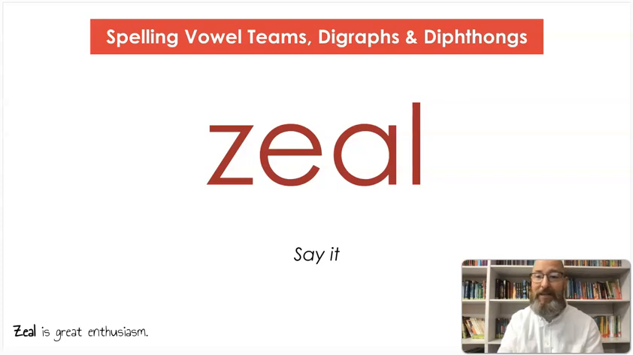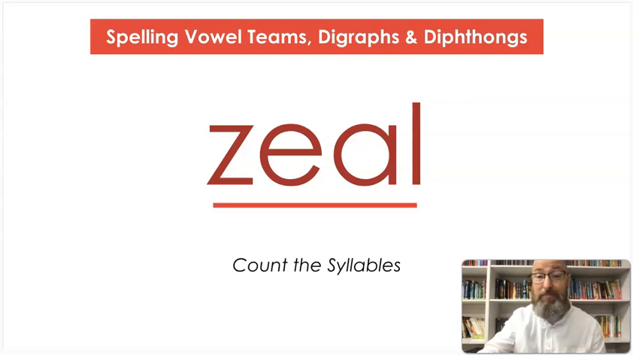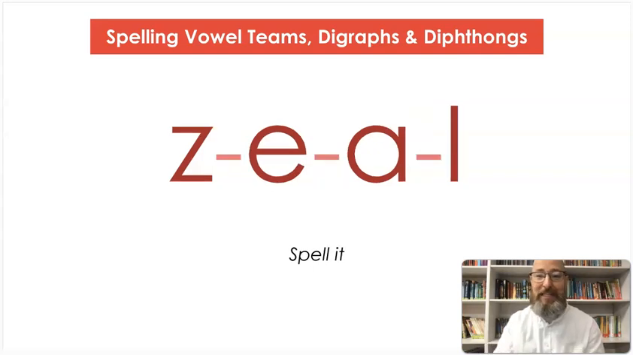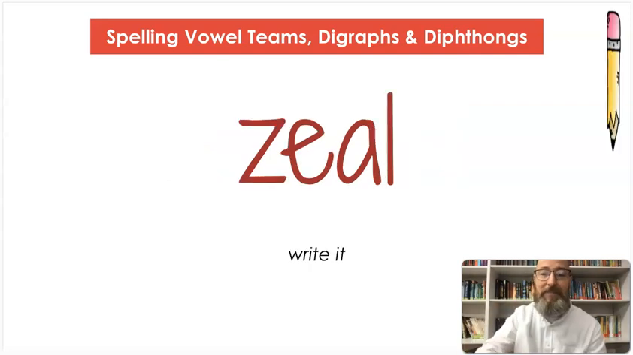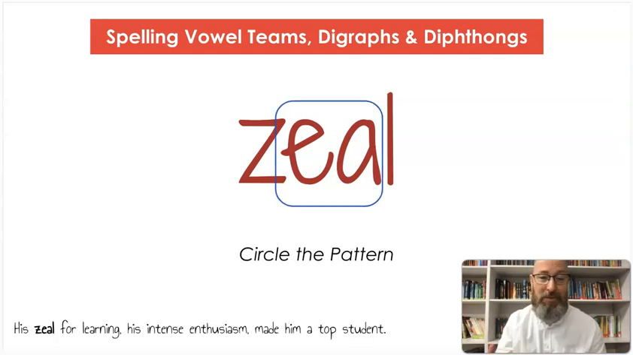Our next word is zeal. Say zeal. Zeal is great enthusiasm. Count the syllables. Zeal. Again, just one. Let's spell it. Z-E-A-L. Zeal. And let's write it. Z-E-A-L. Of course, that pattern, E-A, doesn't say the short E sound this time. What sound does it say? His zeal for learning, his intense enthusiasm, made him a top student.